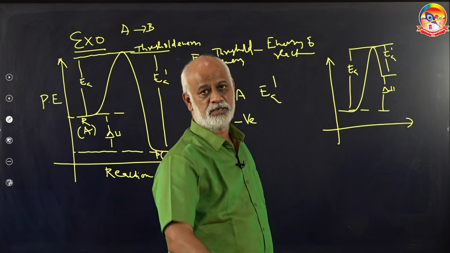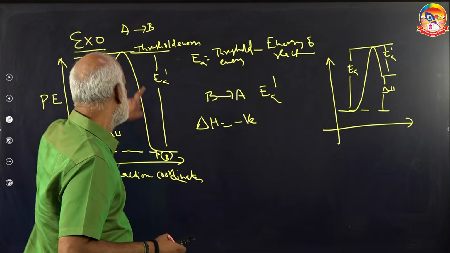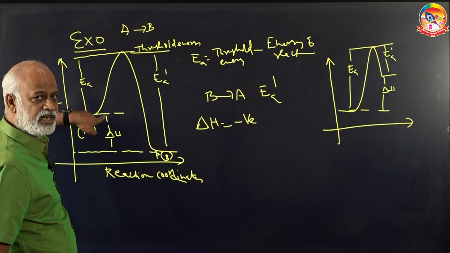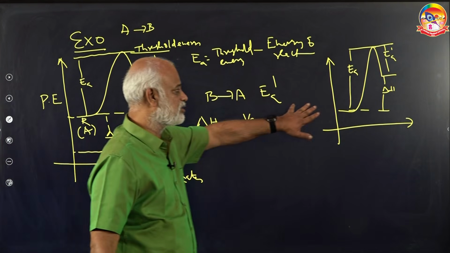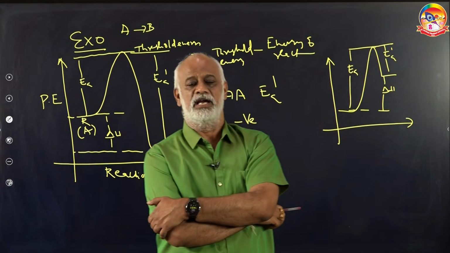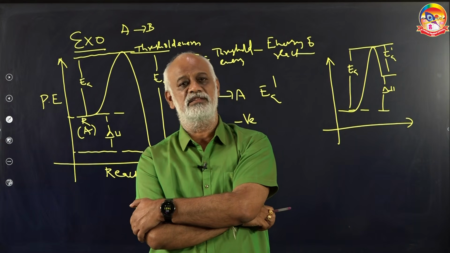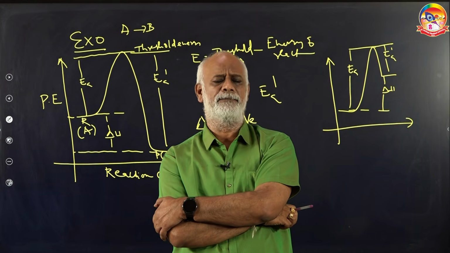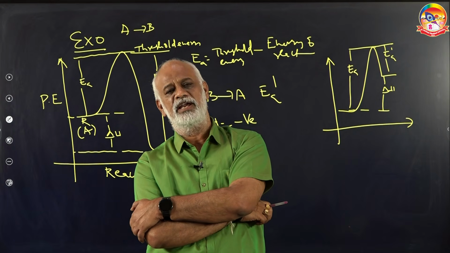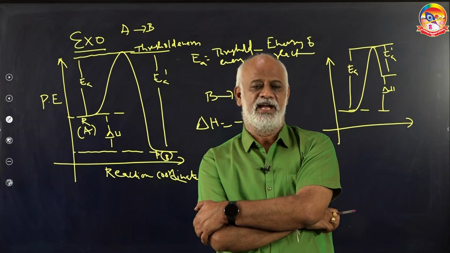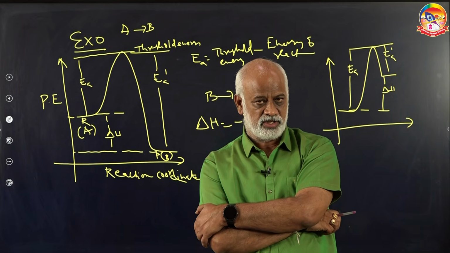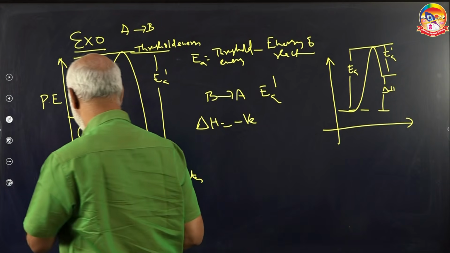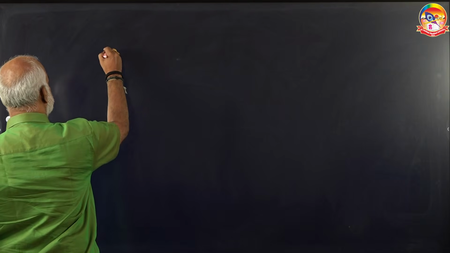The most important point that you should always remember is exothermic reaction always has reactants energy greater than product energy. Endothermic reaction always has energy of the reactant lesser than the product energy. Then the graphical representation is the best way to solve any numerical related to activation energy and delta H. To understand this particular concept in a better way, we will try to solve a numerical.